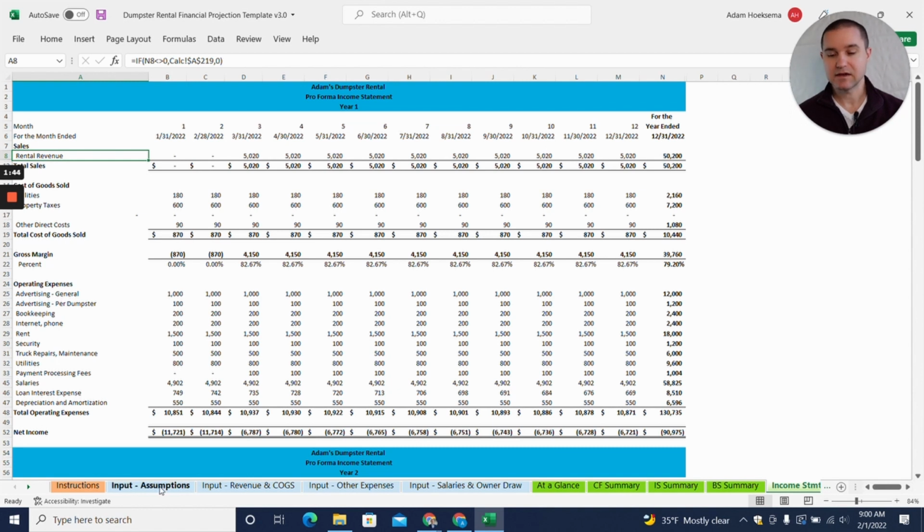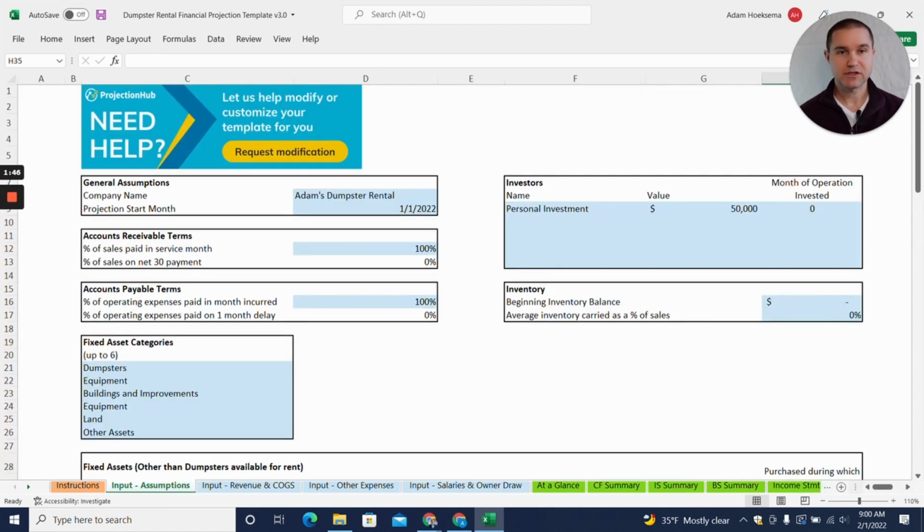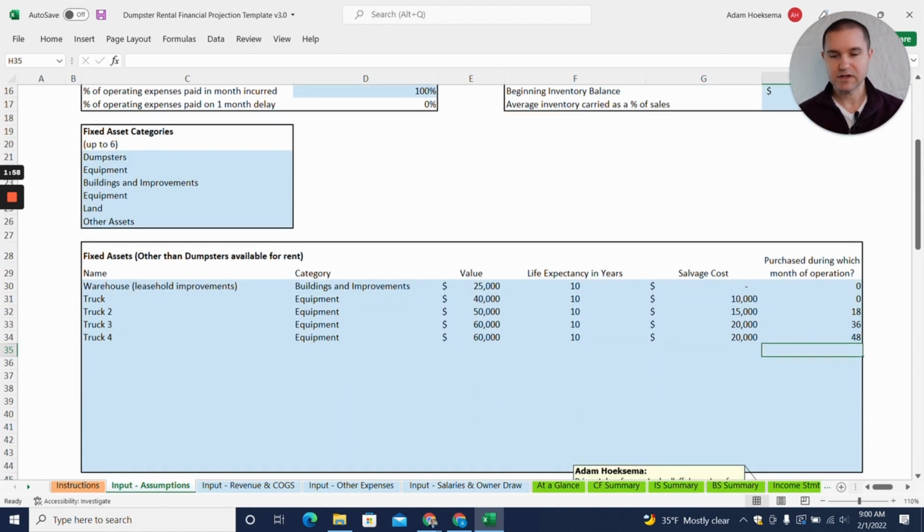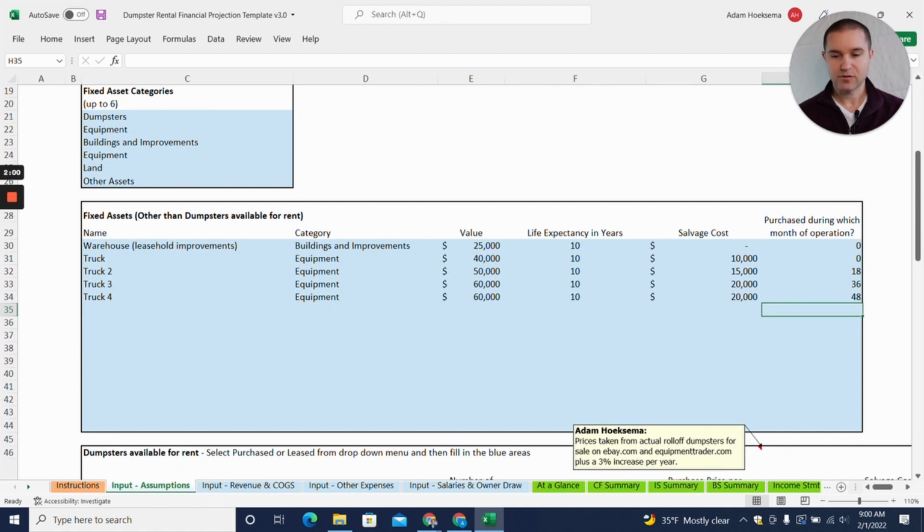But to be able to get there, we have a number of assumptions that you'll have to enter in. And I've got some default data in here that I'm going to show you. So we're assuming for Adam's dumpster rental business a $50,000 personal investment, and we're going to add different fixed assets that we might have. Now, these are assets not available for rent. So we'll have the dumpsters available for rent, but these are things that we have in the business, like a warehouse for storage, and then trucks would be the types of things that you want to put in this fixed asset table.